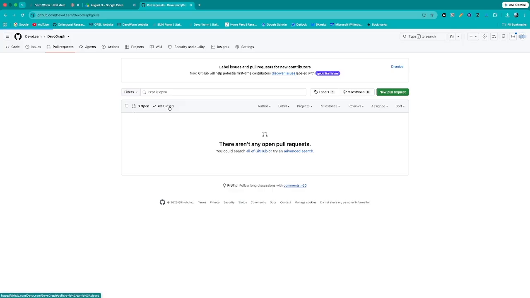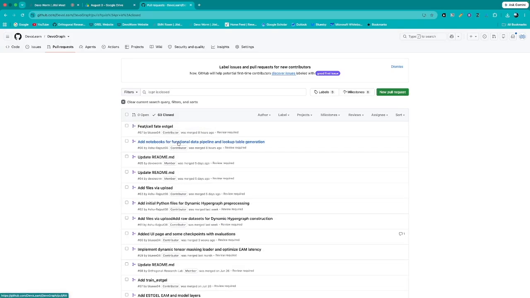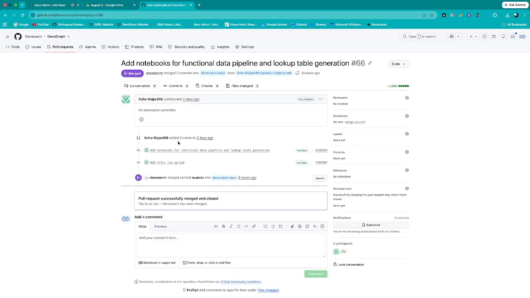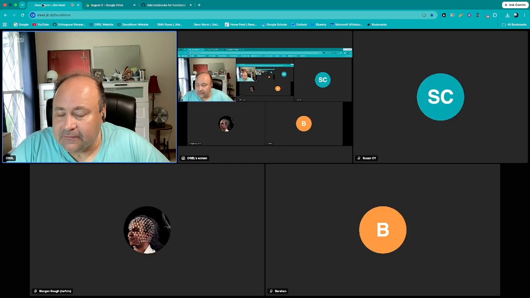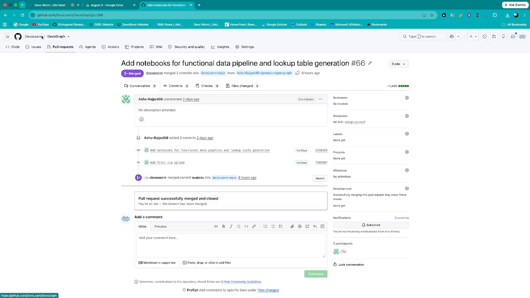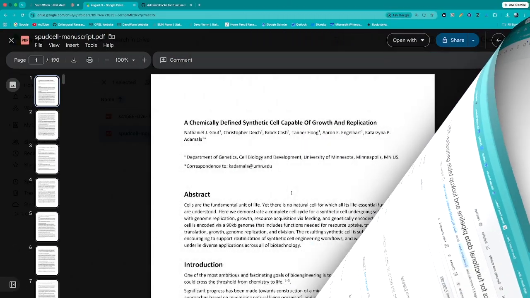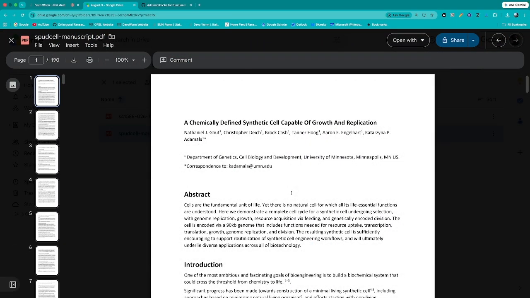And then, of course, we also have Ashu, who submitted her notebooks, and this was for her analysis of the functional data pipeline and lookup table generation. So, congratulations to Barshan and Ashu for that. This was in the DevoLearn DevoGraph repository. So, I wanted to talk about a few papers today.